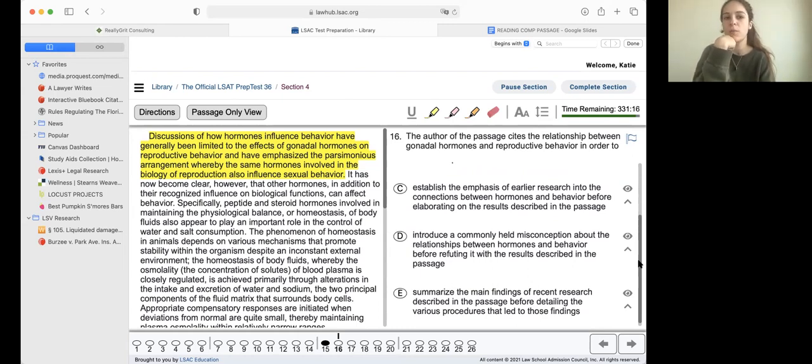If anyone needs me to scroll back to see A or B, just let me know. All right, about one more minute, then we're going to move on.